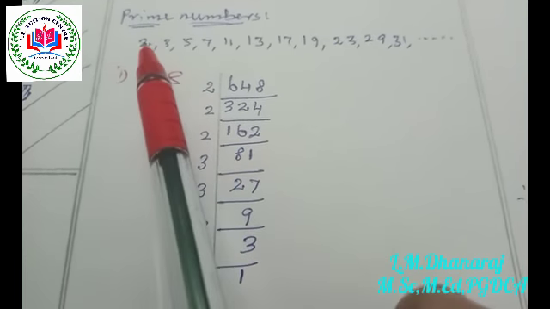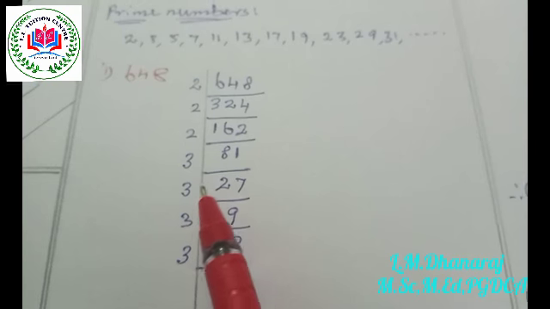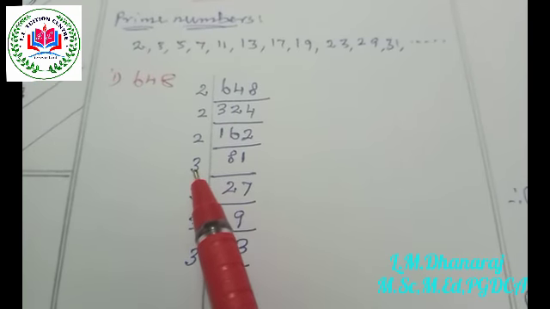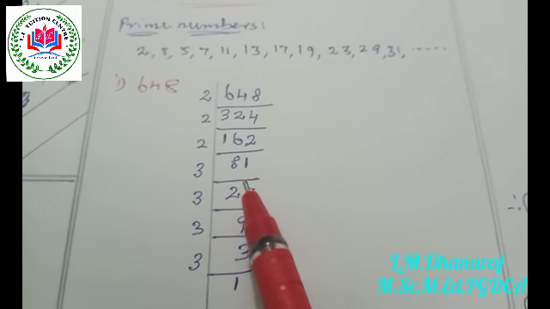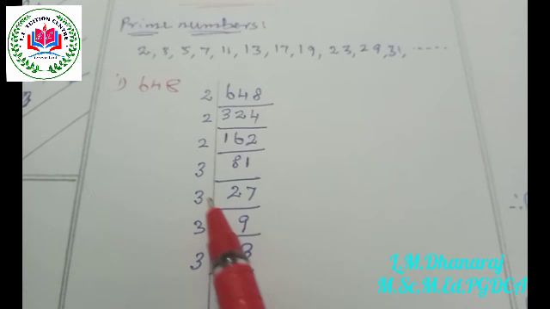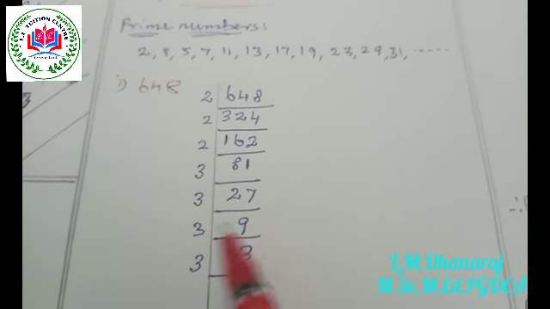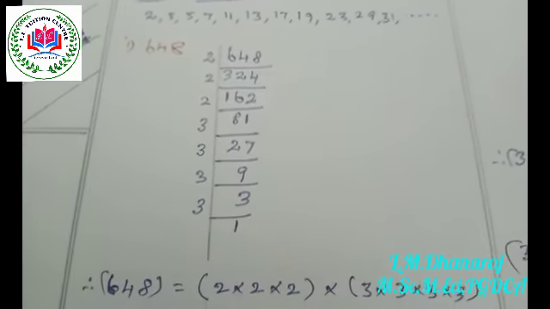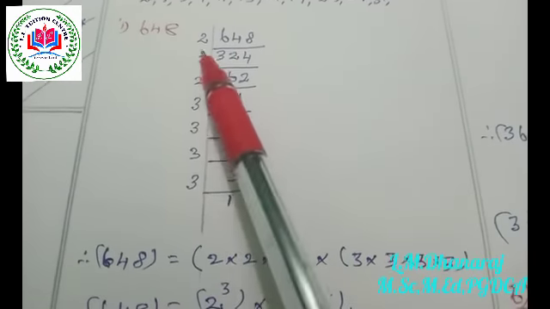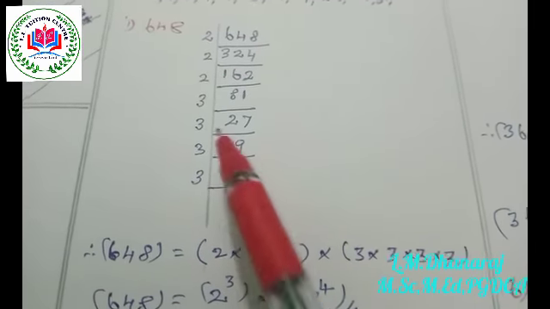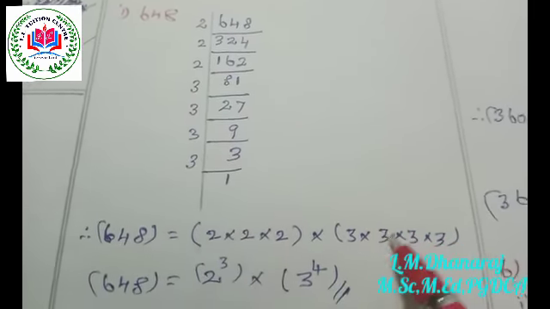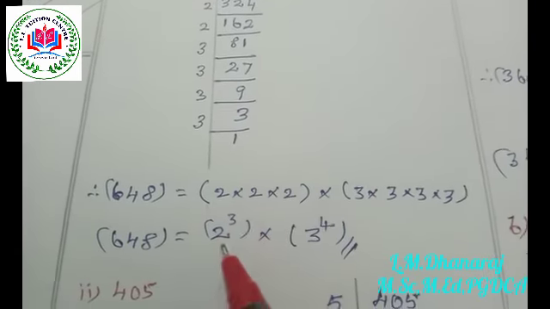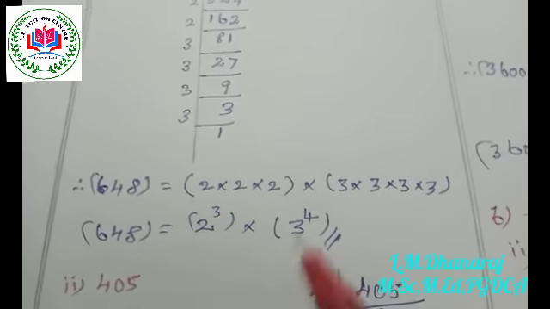Now this cannot be divisible by 2, so we have to try 3. Dividing 81 by 3 gives 27. Again 27 can be divisible by 3, that is 9. 9 can be divisible by 3, that is 3. 3 can be divisible by 3, that is 1. So the prime factors are 2 into 2 into 2 into 3 into 3 into 3 into 3. So this is 2 power 3 into 3 power 4.